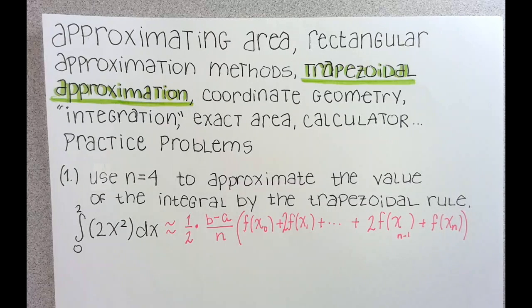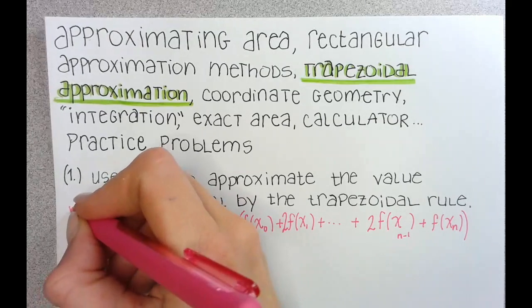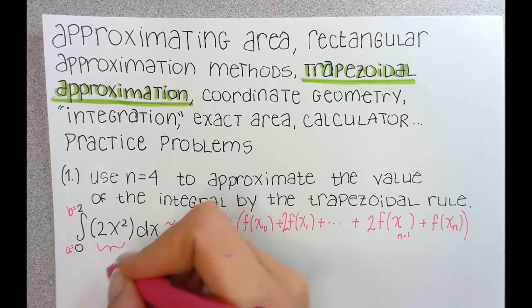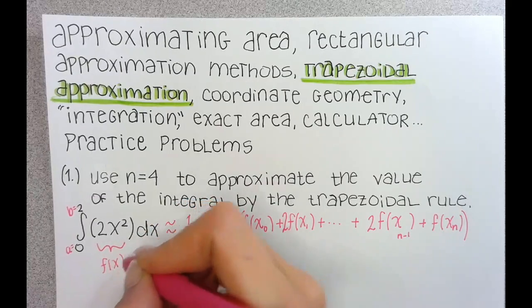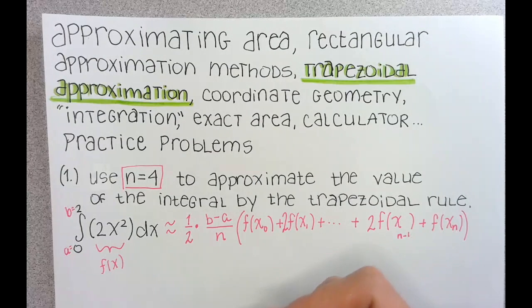So if that makes sense to you, if you know what that means, good. I'm going to dive right into a bit of an algebra workout down here, and then I'm going to go ahead and show it with the graph as well. So b and a, what are they? Over here, a is equal to 0 and b is equal to 2 according to my integral right there. Here's my f of x, and here is the number of trapezoids.